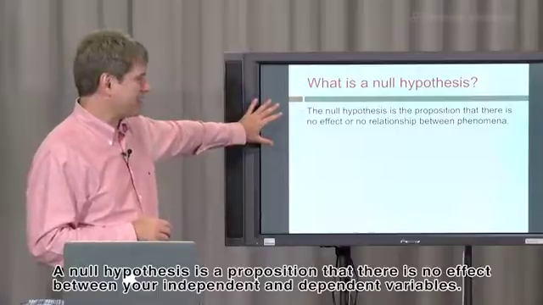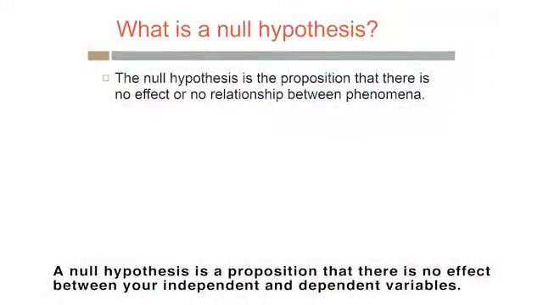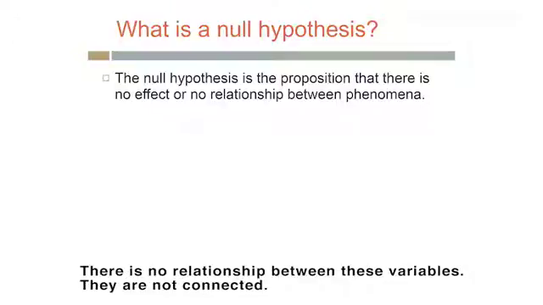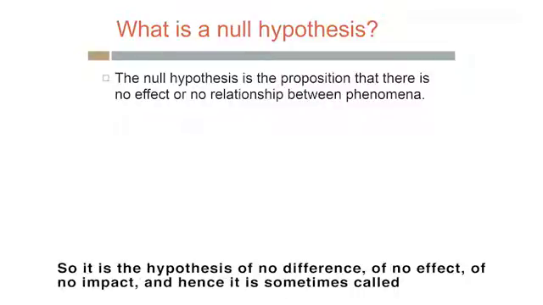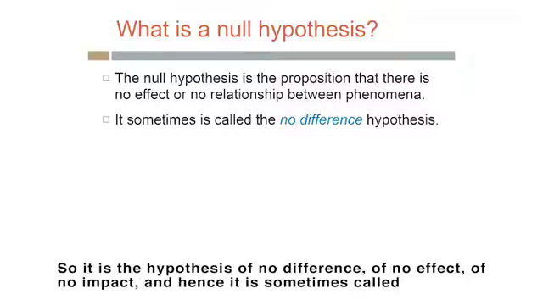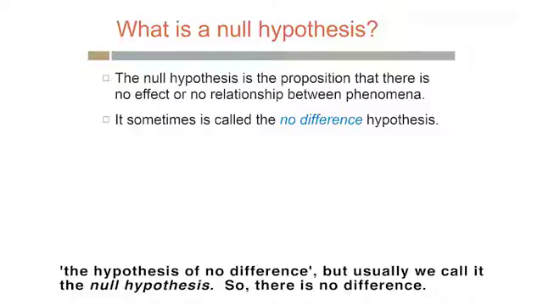A null hypothesis is a proposition that there is no effect between your independent and dependent variables. There's no relationship between these variables. They're not connected. So it's the hypothesis of no difference, of no effect, of no impact. And hence it's sometimes called the hypothesis of no difference. But usually we call it the null hypothesis. So there is no difference.